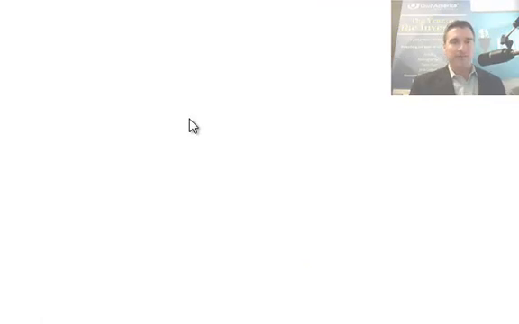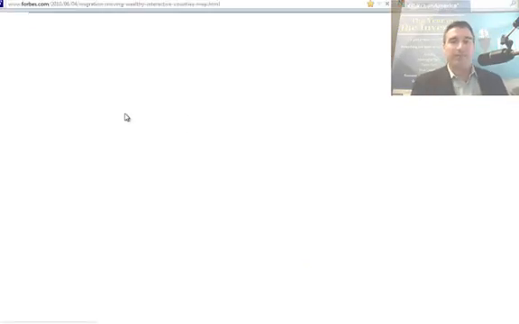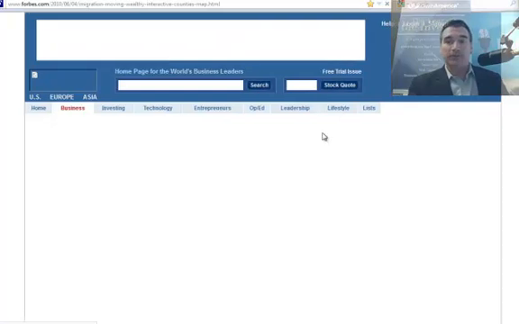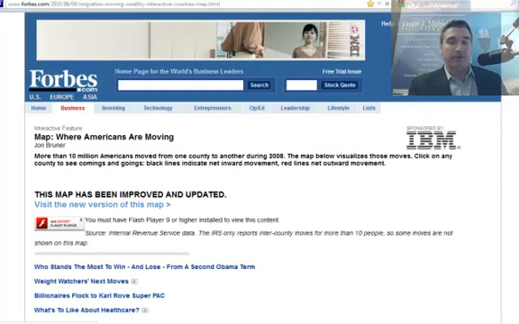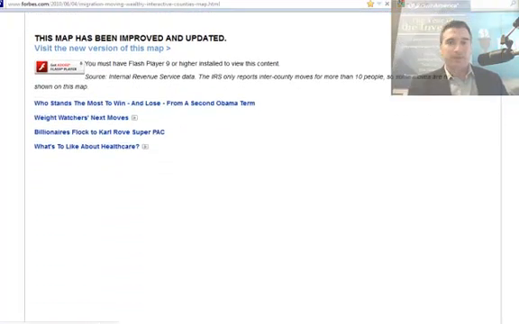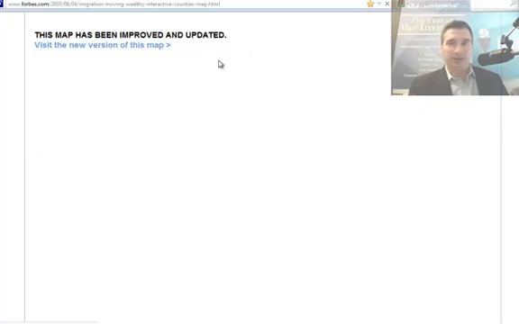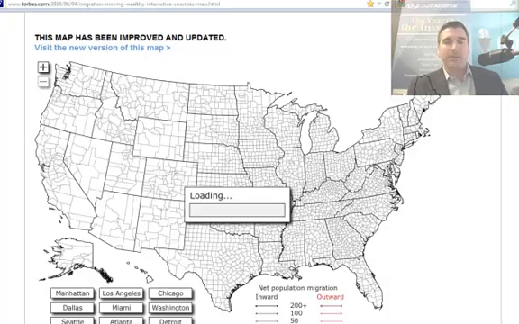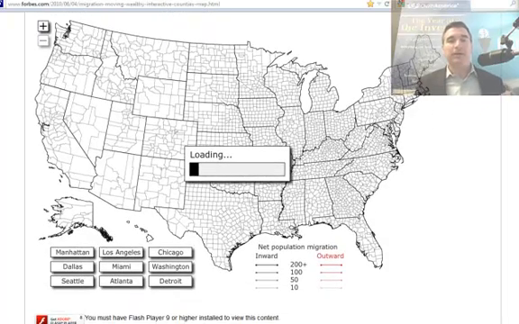Okay, I'm going to go to Forbes.com for this. They have a fantastic map that shows you where people are moving, where they're coming from. So check this out. There's a newer version of this, but I don't use it because it's slow. I use the older version. I like it just fine. So the map comes up, and this is based upon IRS data. The IRS keeps track of you. Maybe that surprises you. It knows where you moved and where you came from.